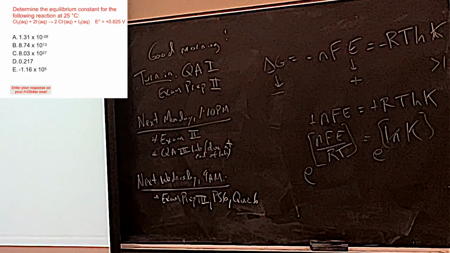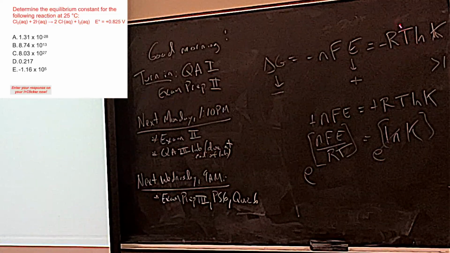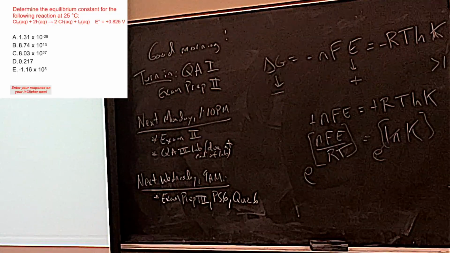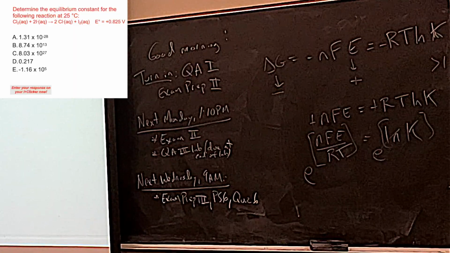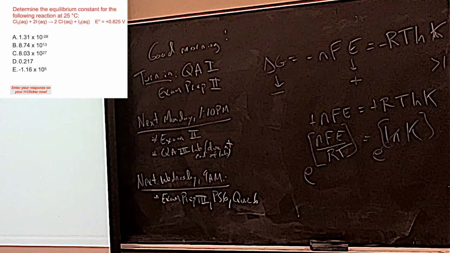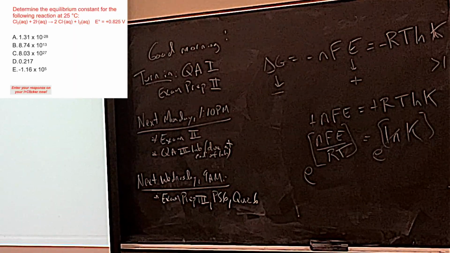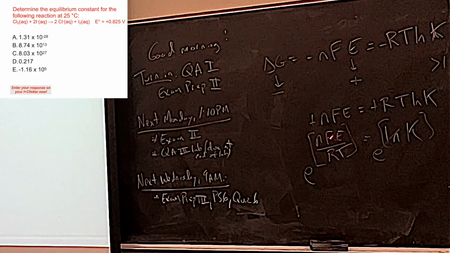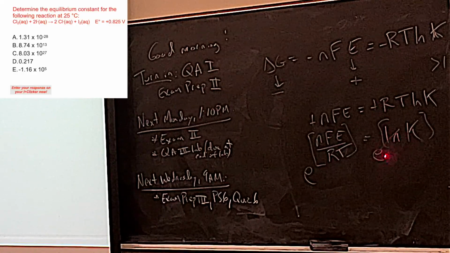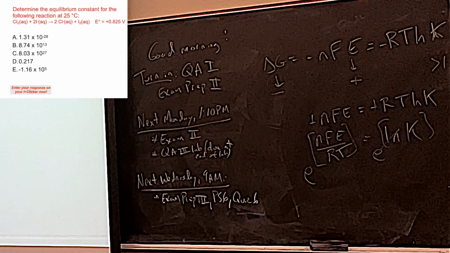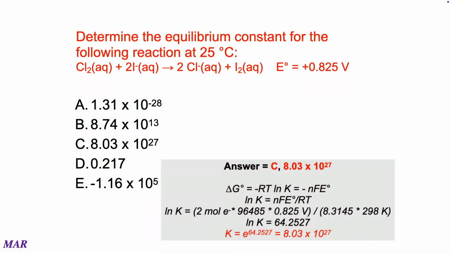E cell is given, 0.825. R is the energy R, 8.3145. T is the Kelvin temperature, so 25 Celsius would be 298. So you plug all that stuff in there, that equals natural log of K, and to get rid of the natural log, you take the anti-natural log, that little e to the x button, to figure it out. If you got answer C, taking care of business.